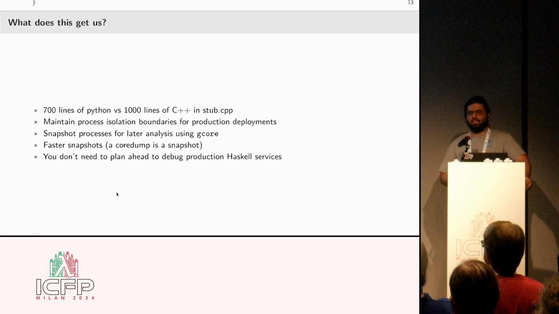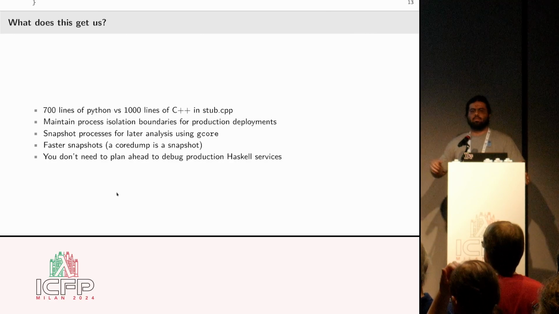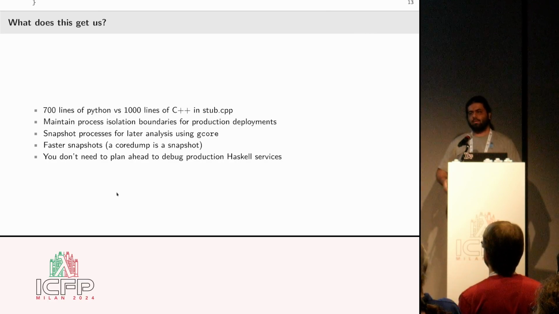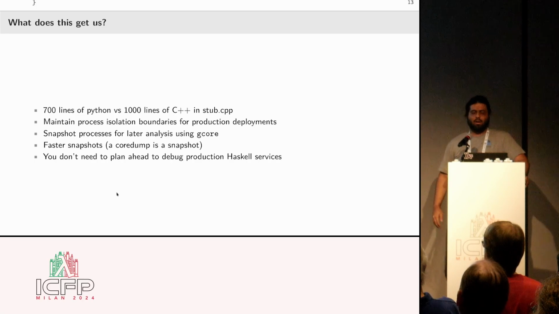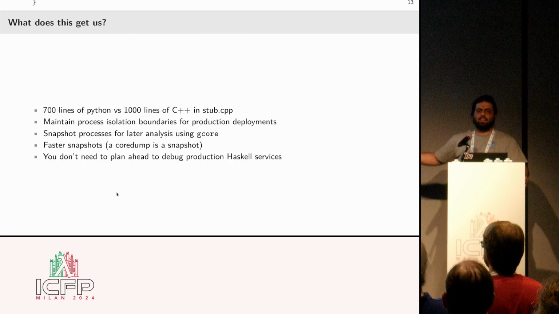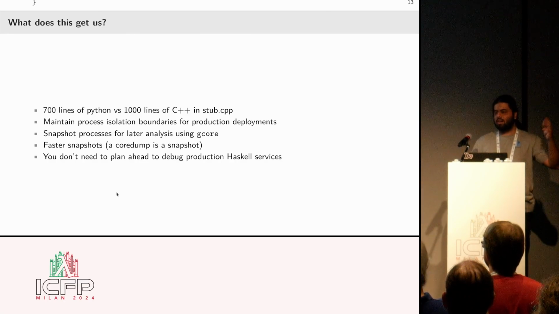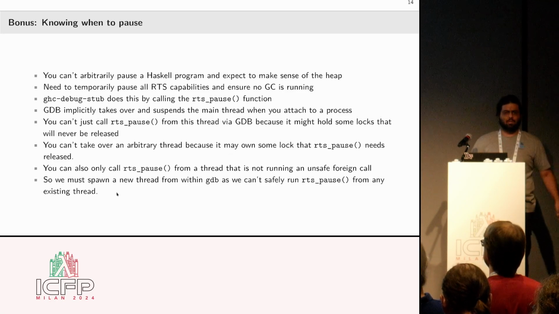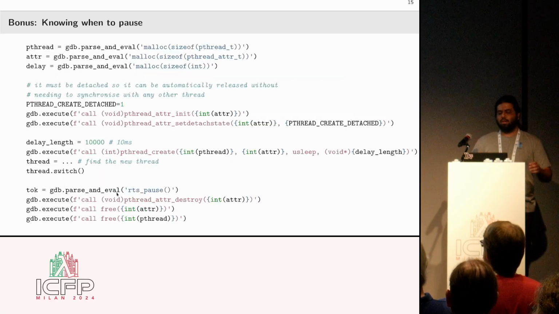ghc-debug has support for snapshots, but these snapshots were very slow because they basically trace through your program, starting at the GC roots. Whereas a core dump is just walking over your process memory, dumping it to a disk along with the memory mappings. So this is really fast. It takes a few seconds versus minutes. And you don't need to plan ahead to debug production Haskell services. You can just take a core dump, inspect the memory. And there's some stuff about knowing when to pause, but I'll put the slides up and you can read this later.